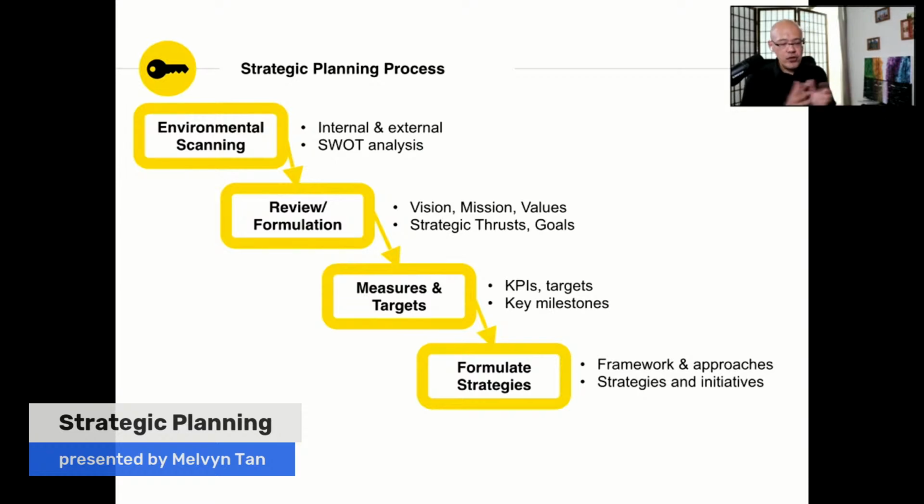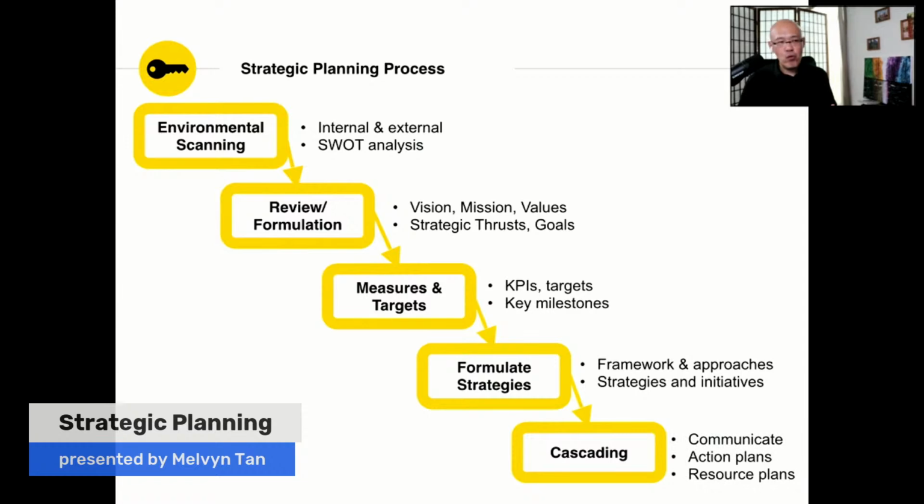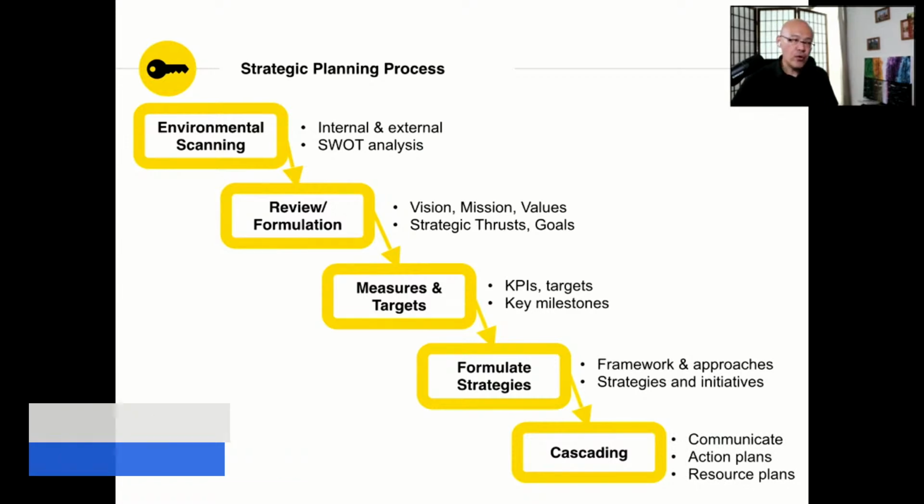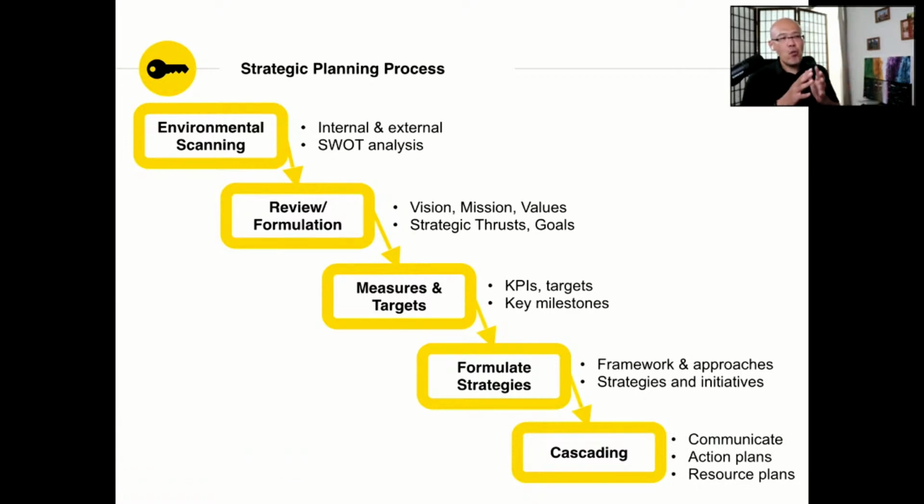And finally, once you have all these strategies in place, the next logical step is to cascade them down to the action plan level as well as the resource plan level. This is really where you want to be able to say, okay, now that I've got this plan, the next phase is for me to take action on that, right? This is where the rubber meets the road. This is where things really get implemented, and that would be captured in your action plan.